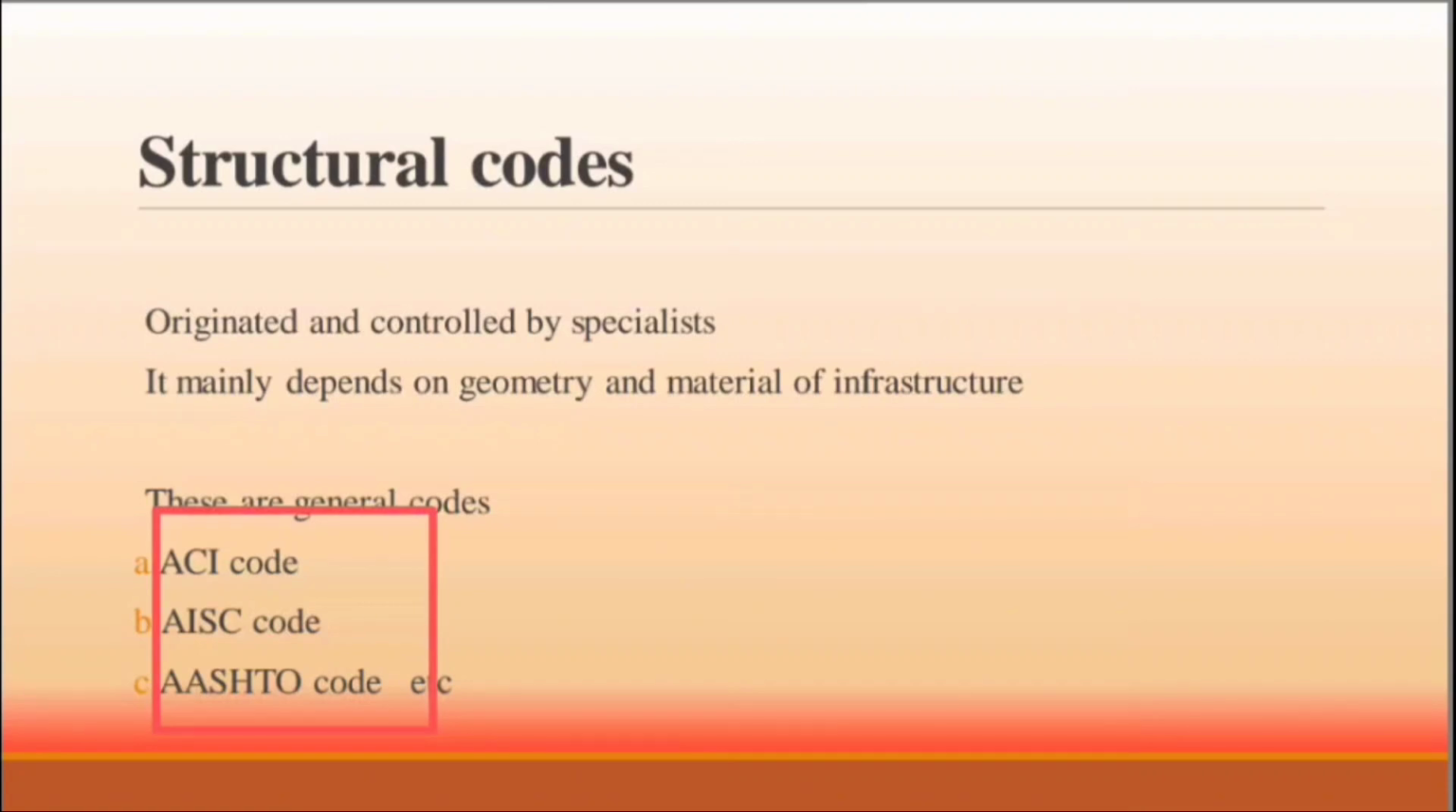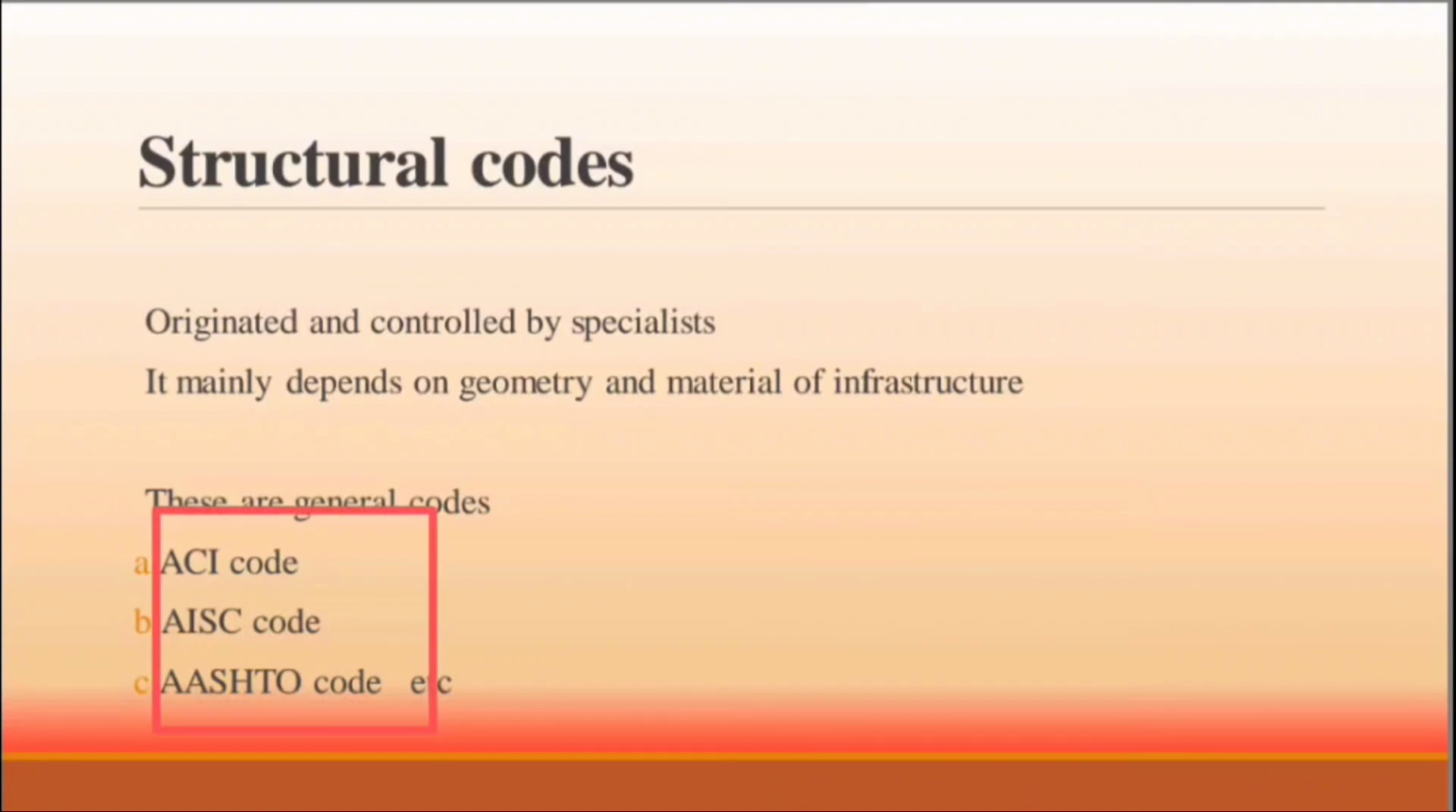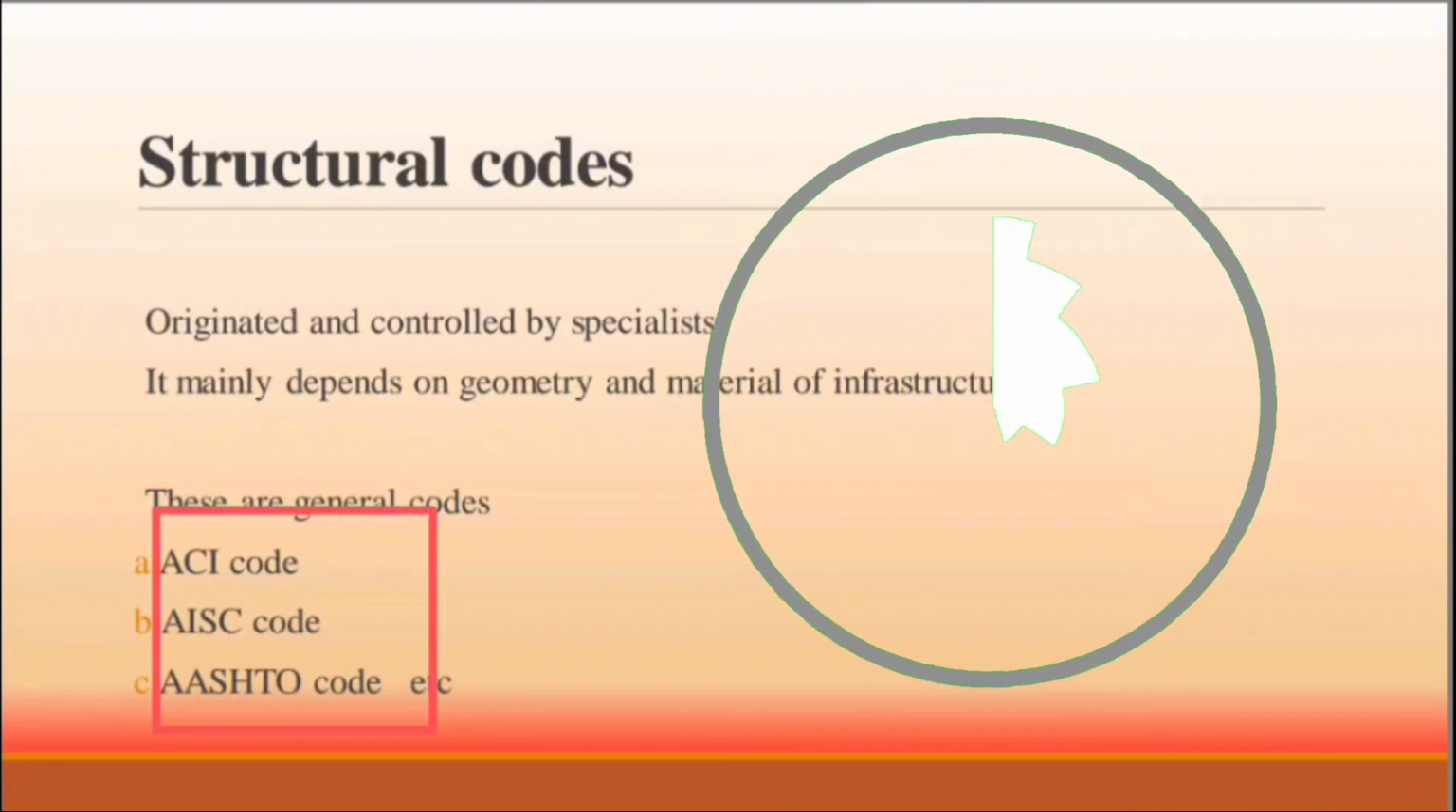ACI is used for concrete, the AISC code is used for steel structures, and AASHTO codes are used for highways, etc. So these are all structural codes.